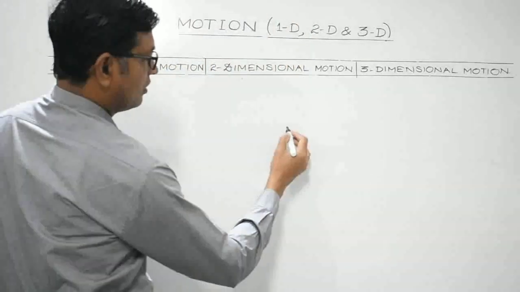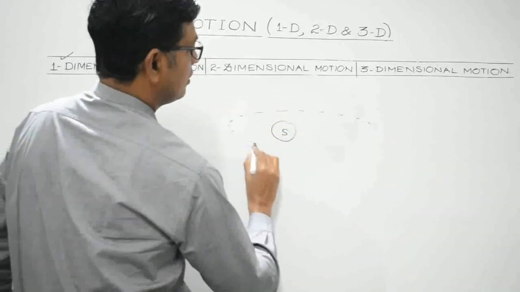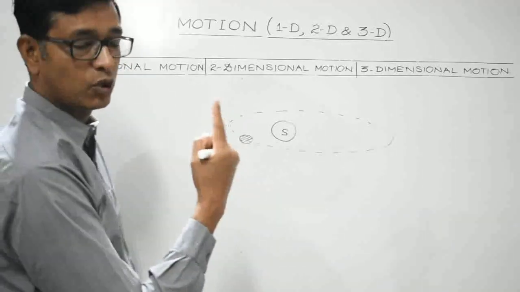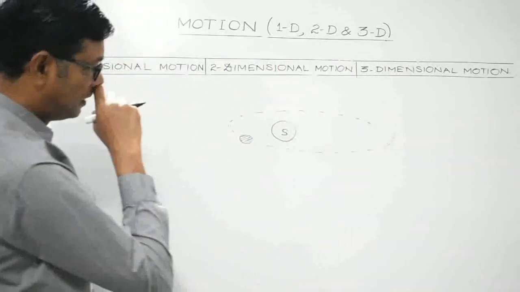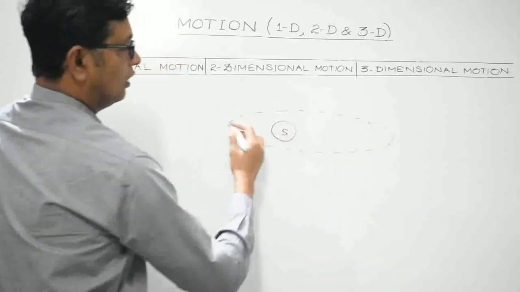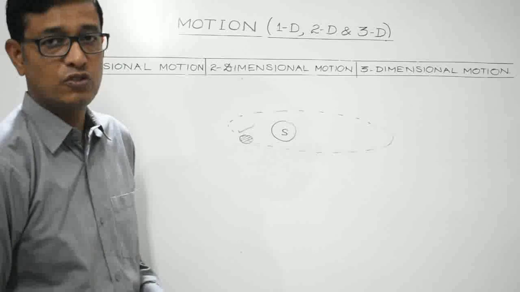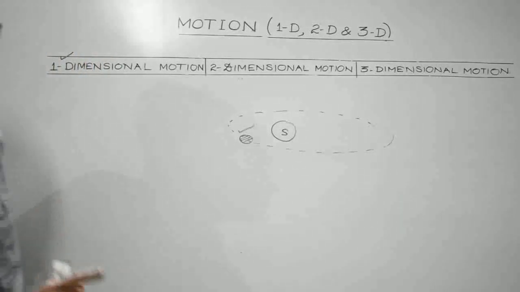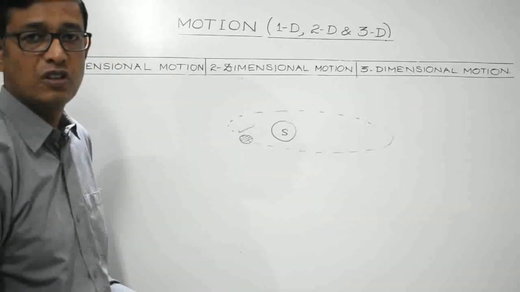I'll tell you. This is the Sun. This is the elliptical path which the Earth follows, right? This is the Earth. Earth rotates about its own axis as well as it revolves around the Sun in a particular orbit, right? So this is the orbit of the Earth. So which type of motion is this? Is it one-dimensional, two-dimensional, or three-dimensional motion? Just think over it.